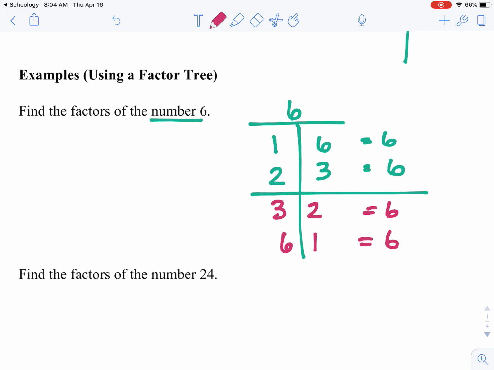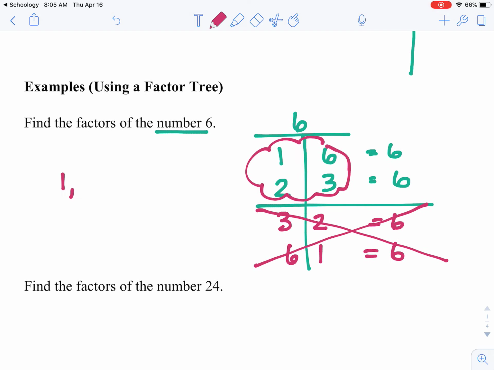But we don't need to show the inverse. We don't need these, right? Because we already included those numbers above. So if I had to list the factors of 6, I have 1, 2, 3, and 6 are my factors.